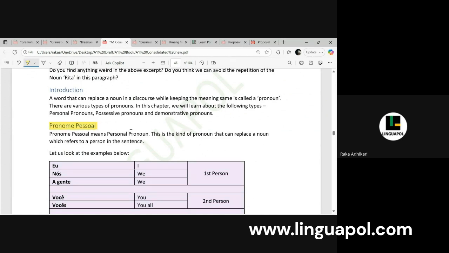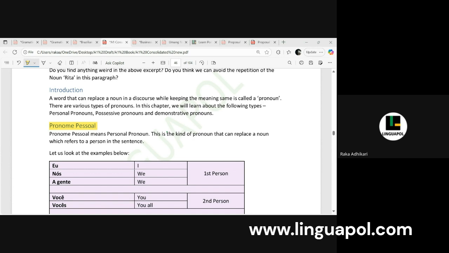Significa personal pronouns. Pronome pessoal. Nesse tópico, vamos ler os pronomes que podem substituir as pessoas. The pronouns that can replace people. Those are called personal pronouns.